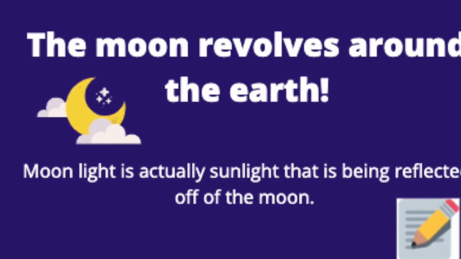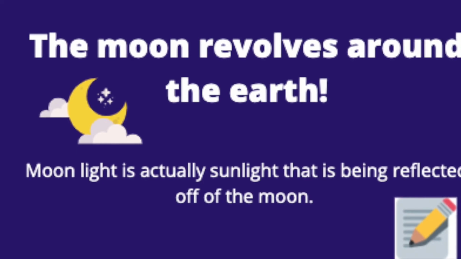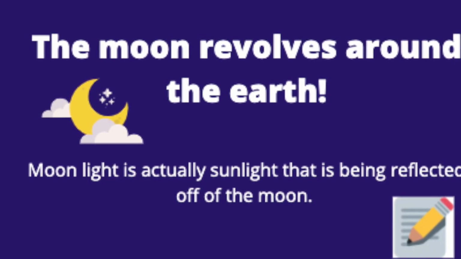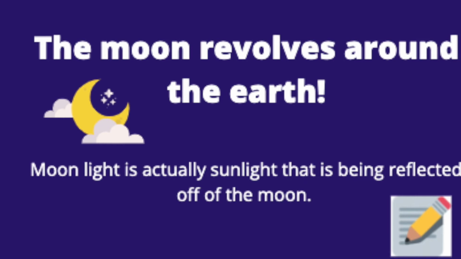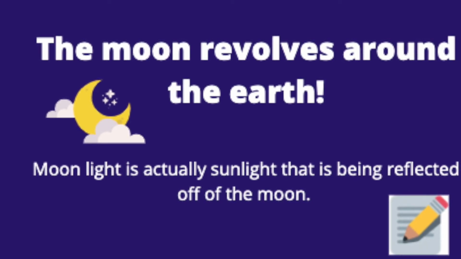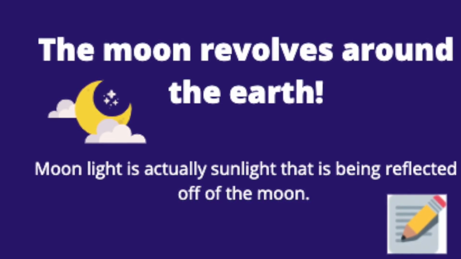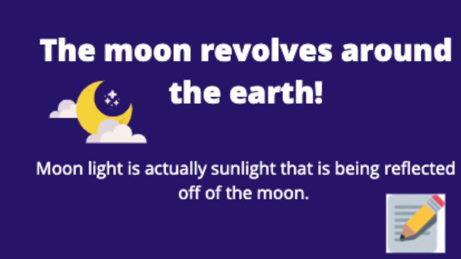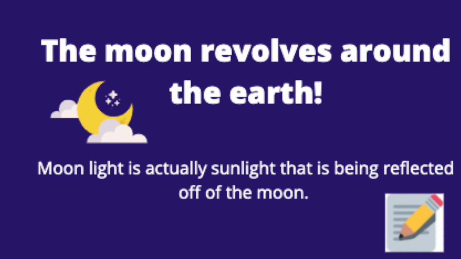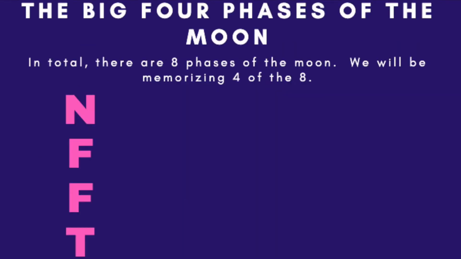At any time, half of the moon is lit by the sun. As the moon revolves around the Earth, different amounts of its lit side can be seen. This is what causes the different shapes or phases of the moon. In total, there are 8 phases of the moon, but we will only be memorizing the 4 main phases.